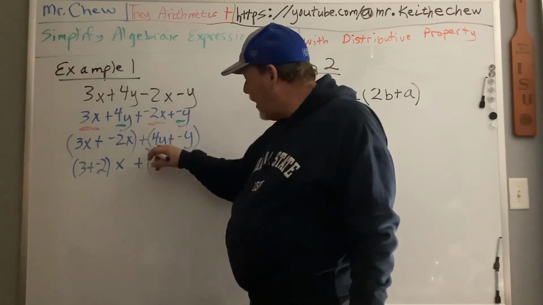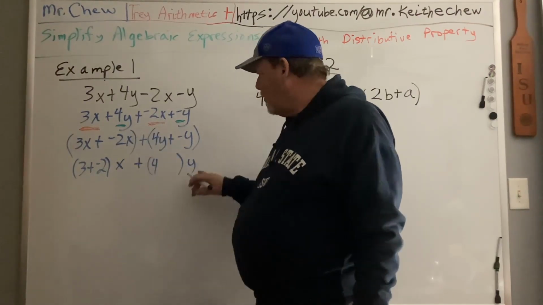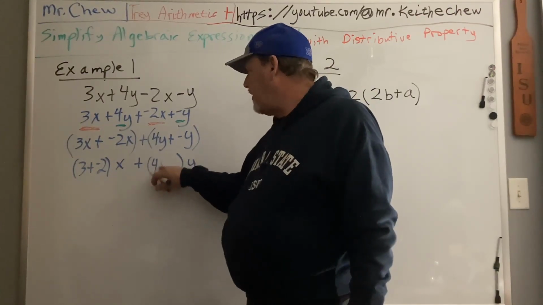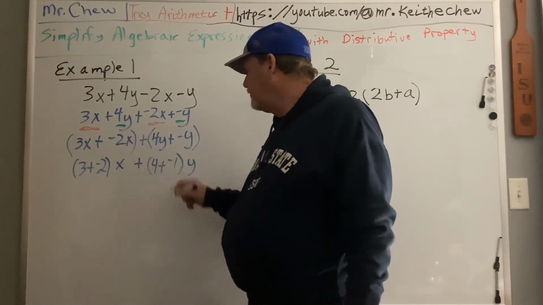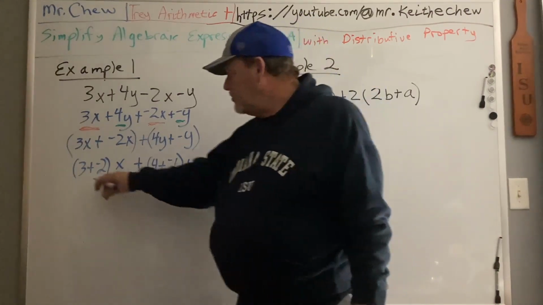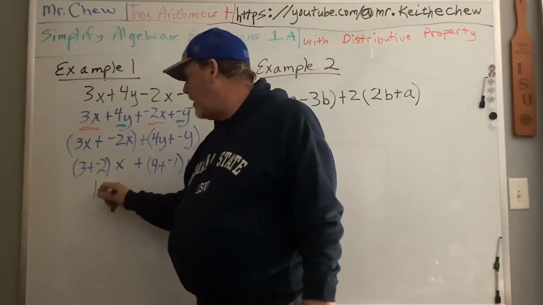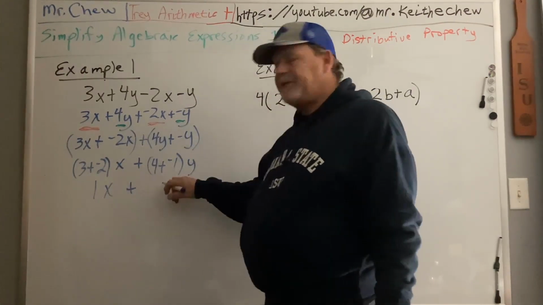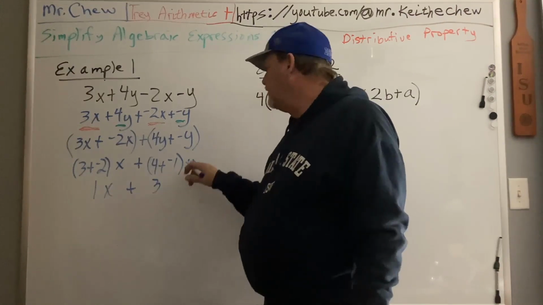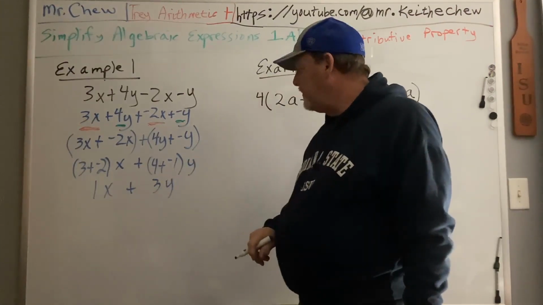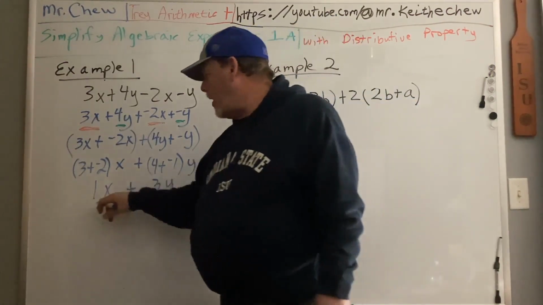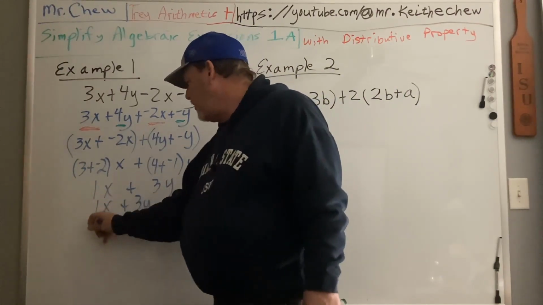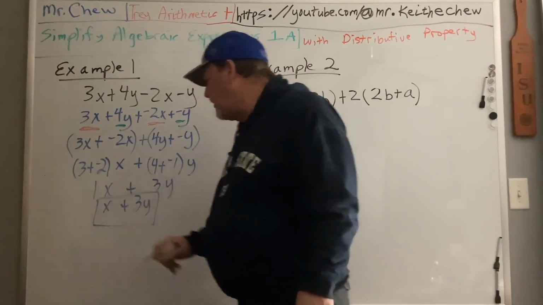What do you multiply by y to get 4y? 4. What do you multiply by y to get negative y? Negative 1. So 3 plus negative 2 is 1 times x is x. 4 plus negative 1 is 3 times y. And 1x is usually written as x, so x plus 3y. Right there is your simplified answer.